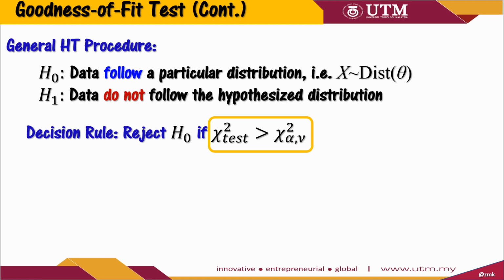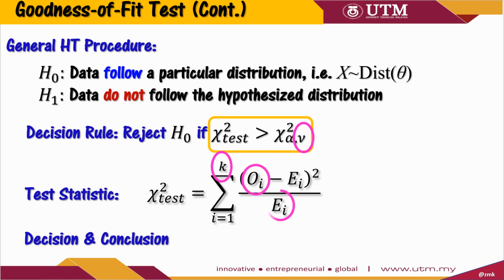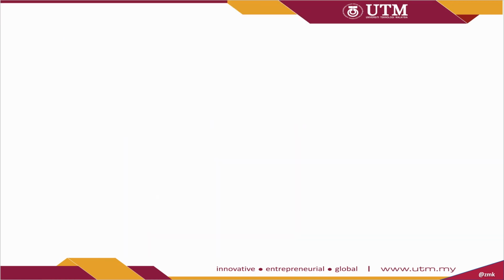The chi-square test statistic is defined as follows. This formula is available in the statistical table booklet, page 3. Finally, the decision and conclusion must be written clearly to complete the hypothesis test procedure. Now, what are these values? The degrees of freedom nu, the notations K, OI, and EI. Let's look at the following slide for further explanation.